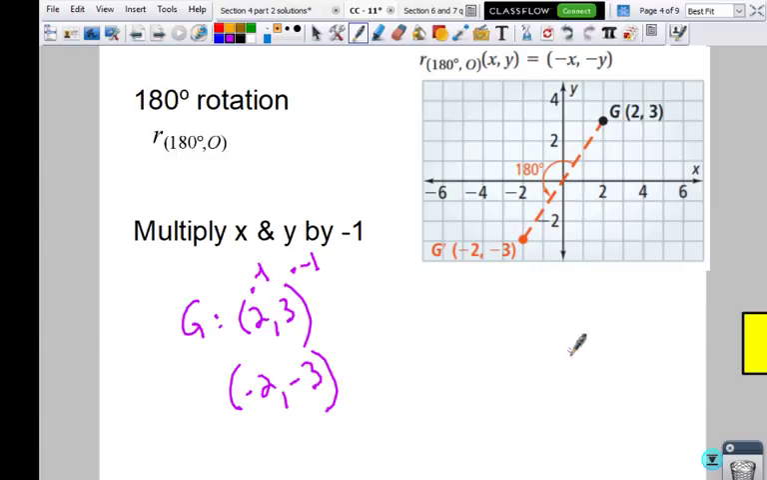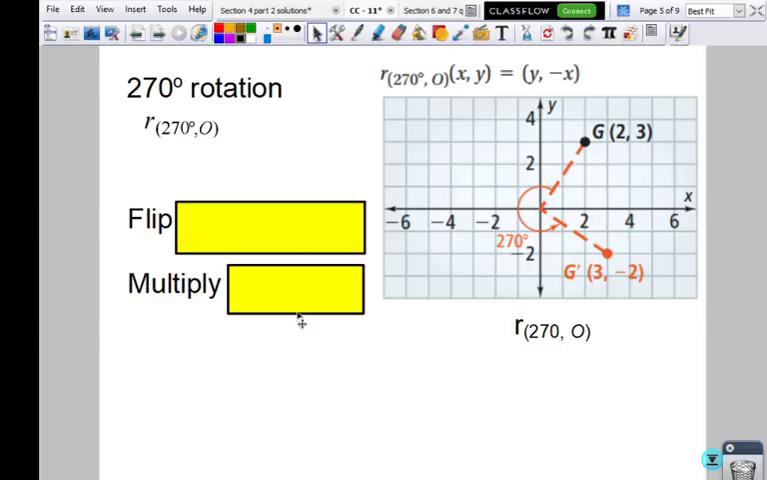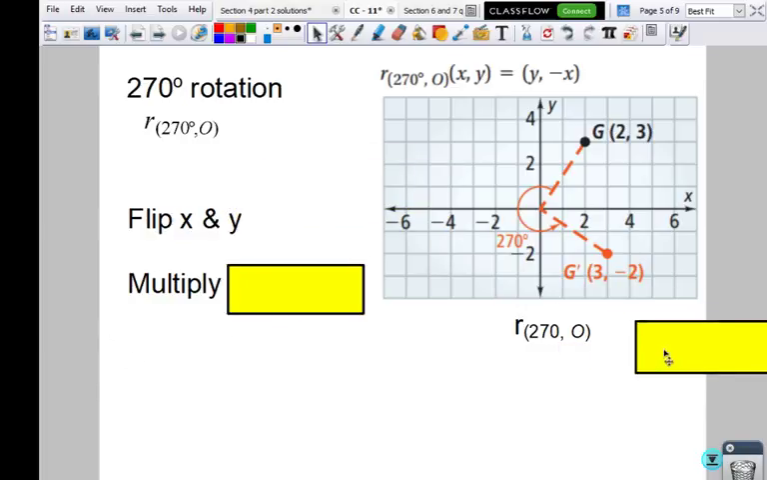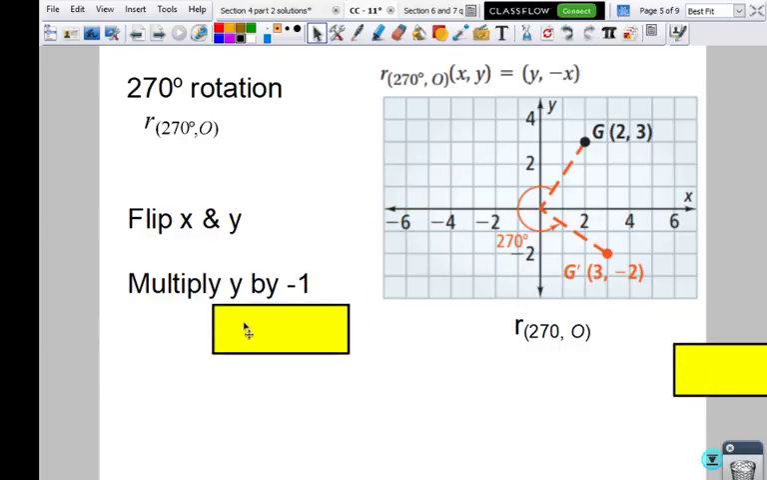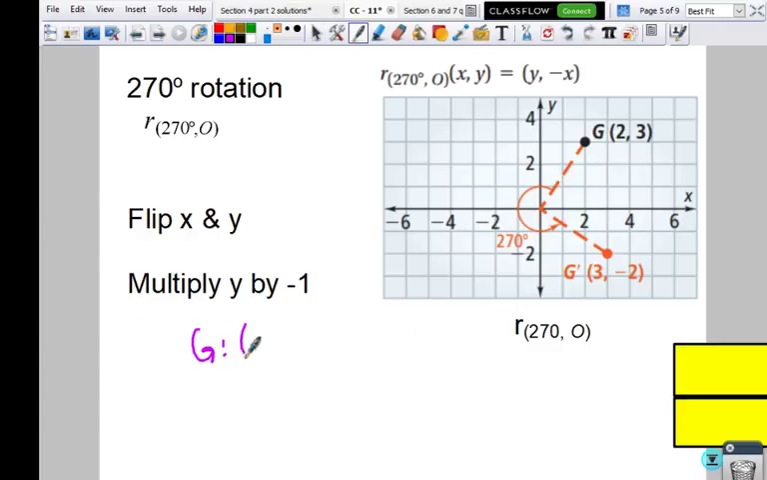The last one we're going to do is a 270-degree rotation, and it's really, really similar to the 90. Except, for a 270, we're going to flip x and y, but this time, we're going to multiply y by -1. That's the same thing as doing a 270-degree rotation. So if my original is at 2, 3, I'm going to flip x and y around, and I'm going to multiply my new x by -1.